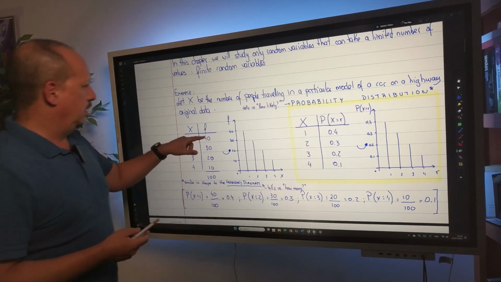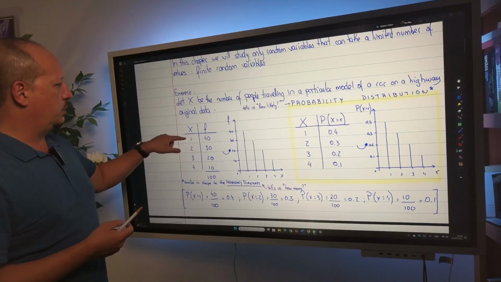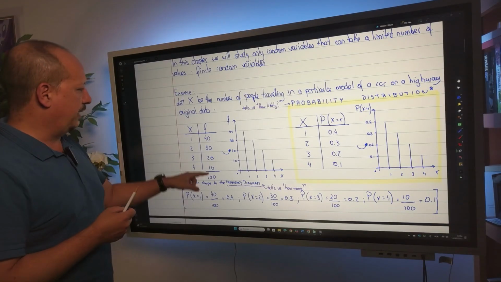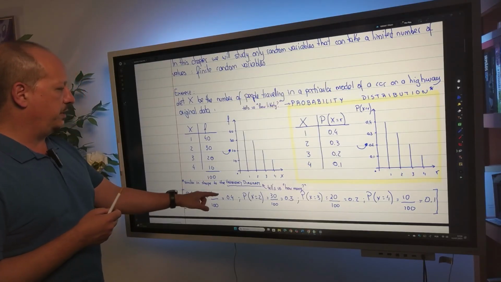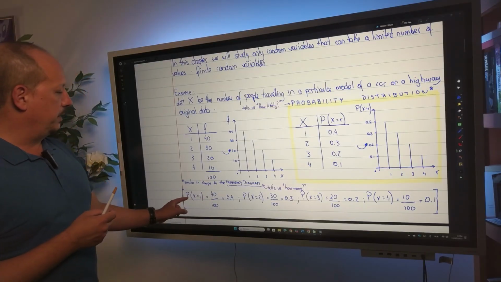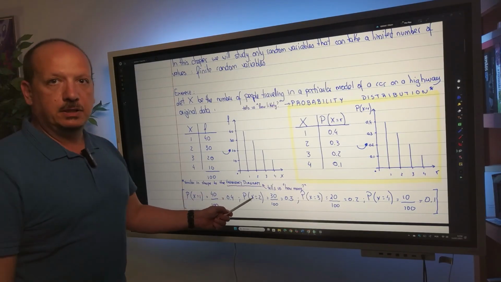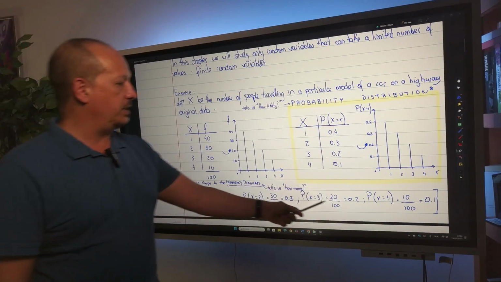It's very simple. You take the number of people corresponding to a particular value for the random variable and divide by the total number of cars. That's what I did over here. So the probability that you have one person would be 0.4. The probability that you have two is 0.3, and so forth.